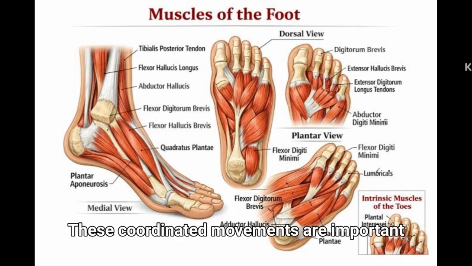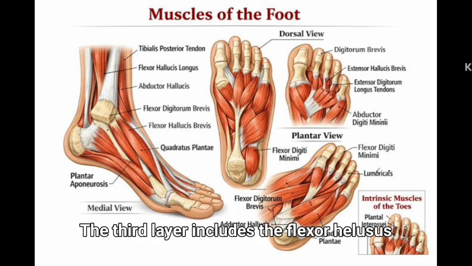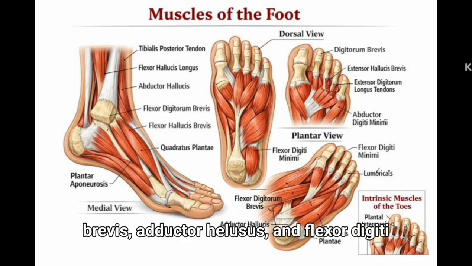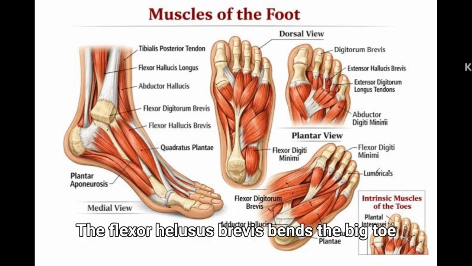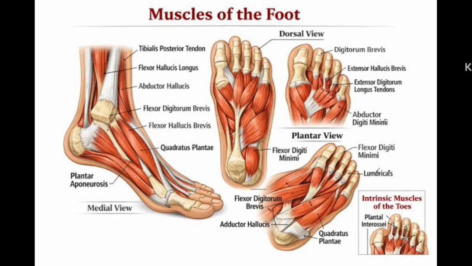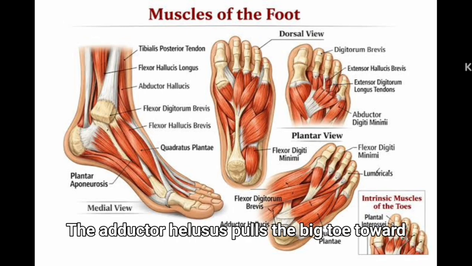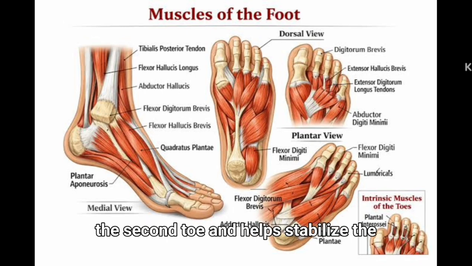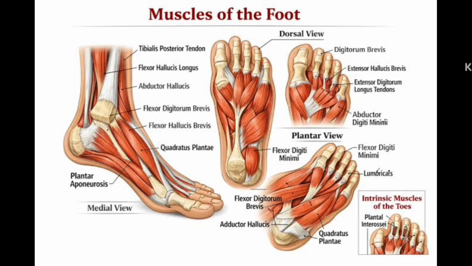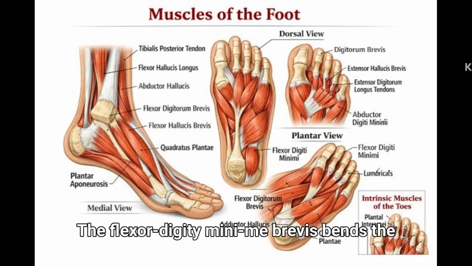These coordinated movements are important during walking. The third layer includes the flexor hallucis brevis, adductor hallucis, and flexor digiti minimi brevis. The flexor hallucis brevis bends the big toe and plays an important role during push-off while walking. The adductor hallucis pulls the big toe toward the second toe and helps stabilize the forefoot. The flexor digiti minimi brevis bends the little toe.